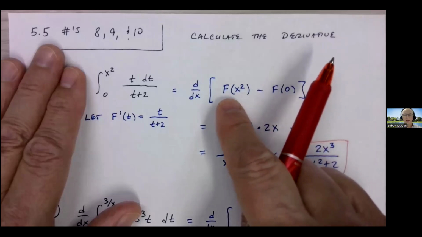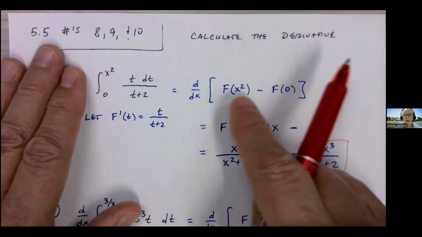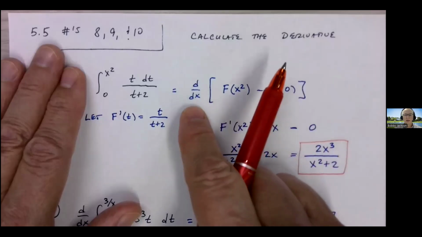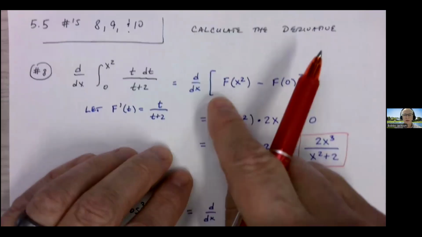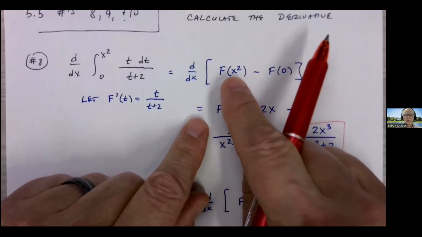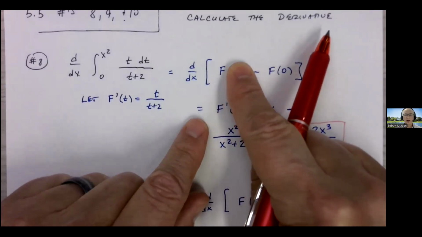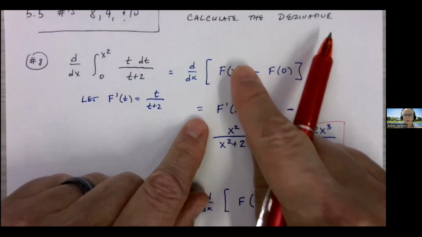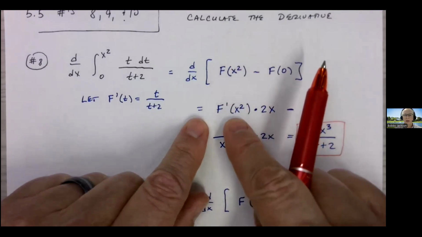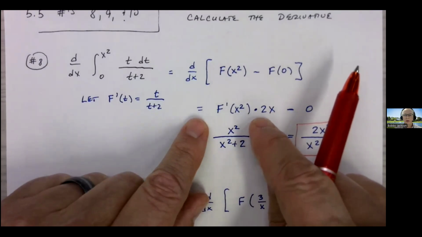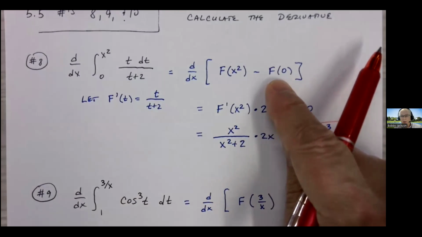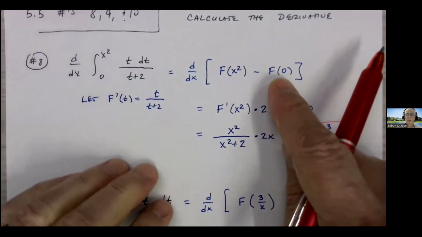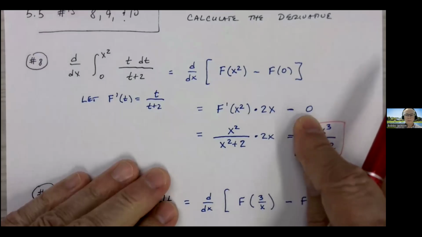Again, I don't need to find the rule for capital F because we're immediately going to take the derivative with respect to x. So what's the derivative of capital F of x squared? Well, chain rule. Outer function is capital F, inner function x squared: derivative of the outer function, f prime, evaluated at the inner function, times the derivative of the inner function, which is 2x. Capital F of 0 is some constant. I don't know what it is, but it's a real number, and the derivative of any constant is 0.